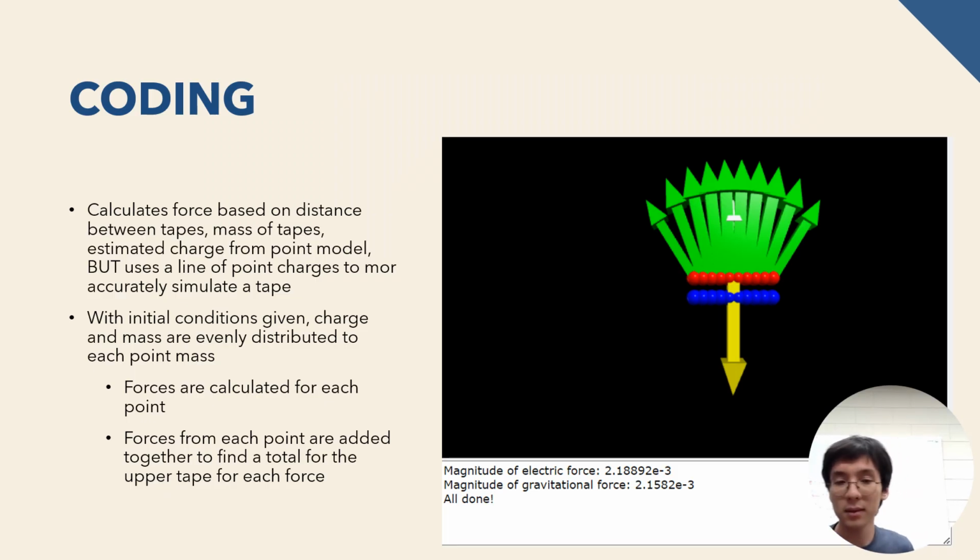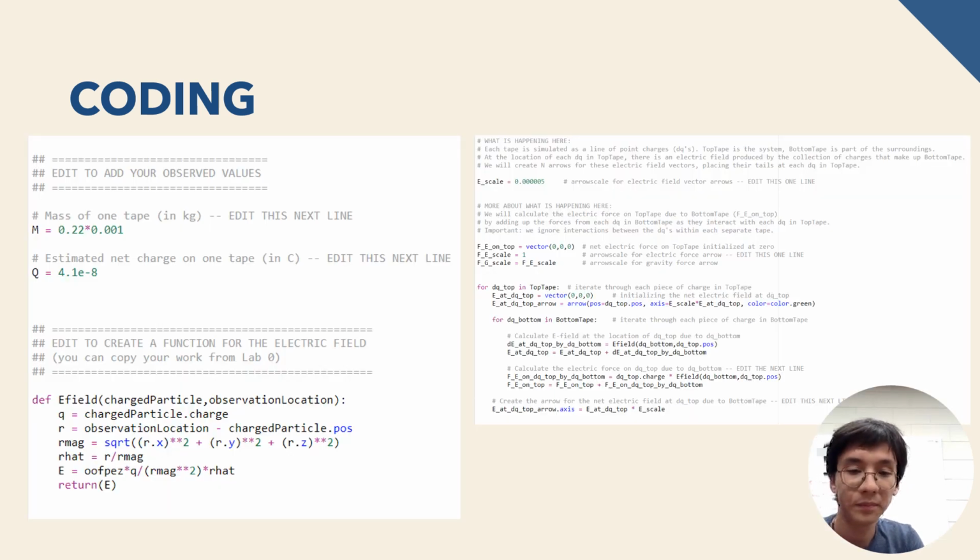To simulate this situation, I built this coding model, which calculates force based on the distance between the tapes, the mass of the tapes, and the estimated charge from the point model. But instead of using point charges, we use a line of point charges to more accurately simulate the behavior of a tape. With the given initial conditions, charge and mass are evenly distributed to each point mass. Forces are calculated for each point, and then all of them are added up together to get a total force that's applied according to gravity and by electric force.